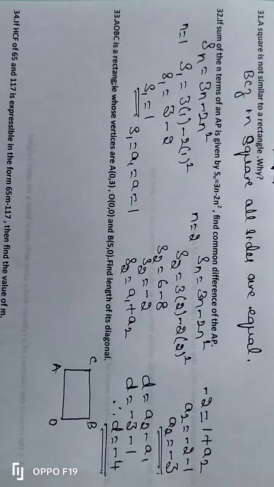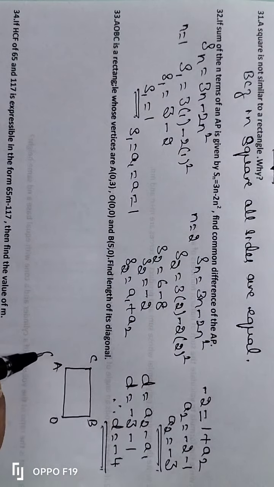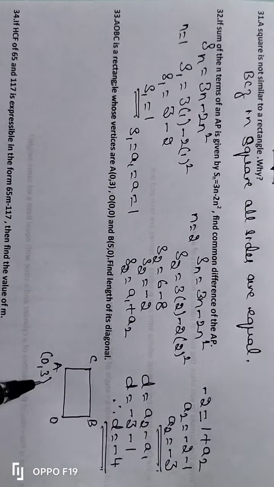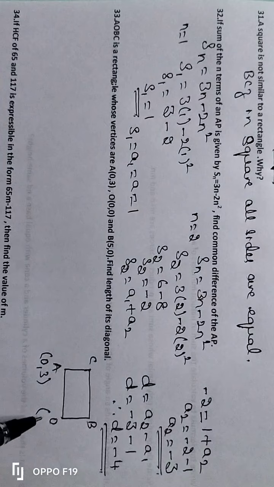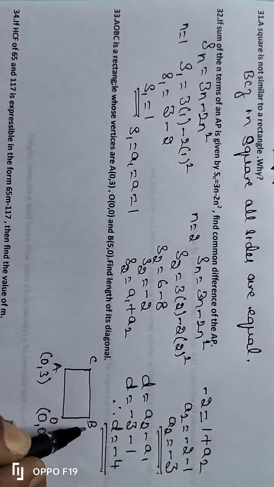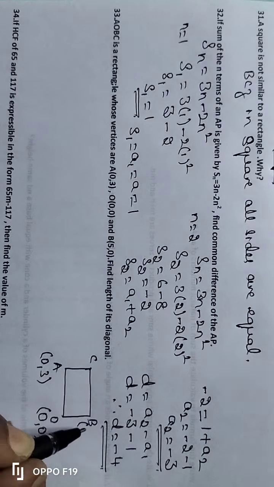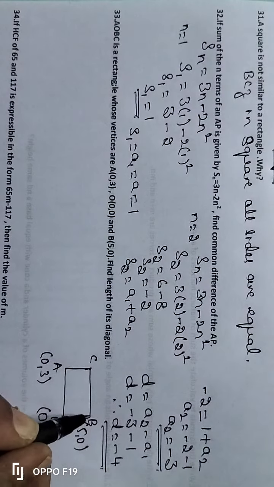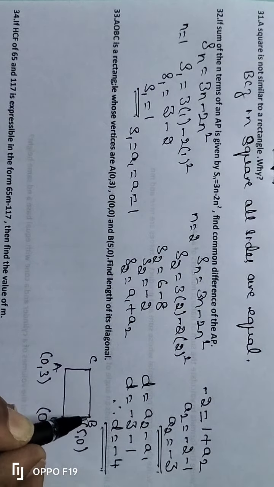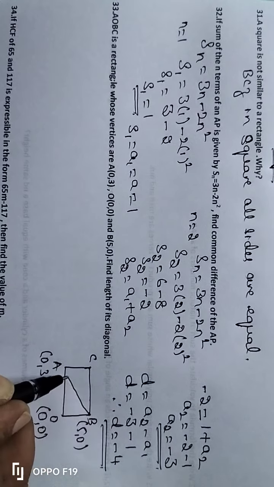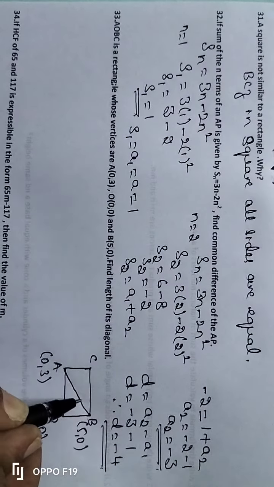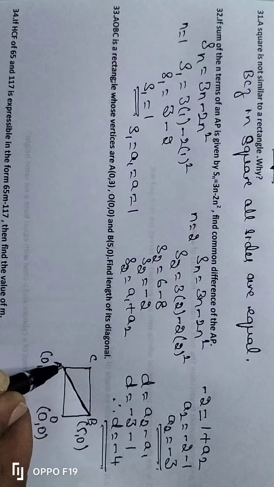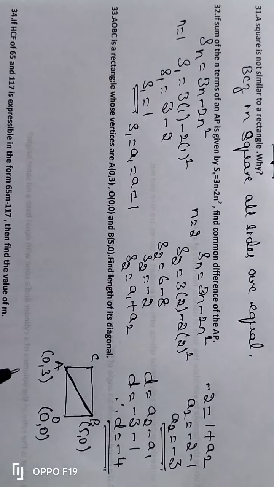AOBC. So what they have given? They have given the coordinates of A as 0, 3 and coordinate of O is 0, 0 and coordinate of B is 5, 0. Now we have to find out its diagonal. So diagonal will be, that is AB will be diagonal. So AB length we have to find out.